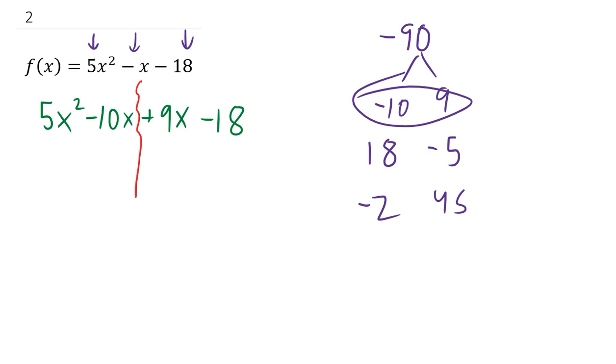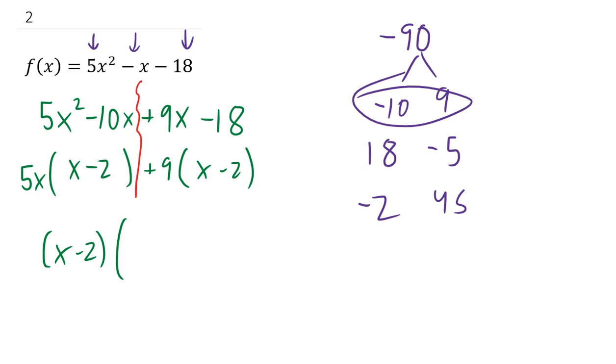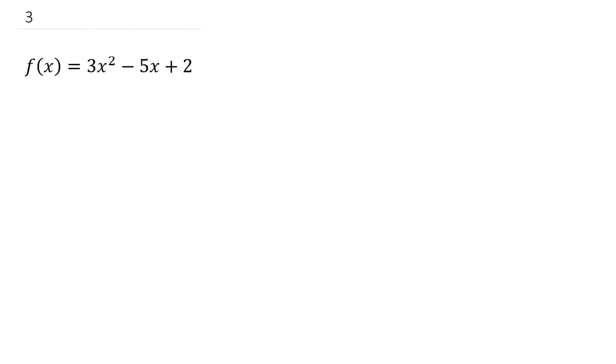In this case, out of the left side, I could factor out a 5x, and I'm left with x minus 2. Out of the right side, I could factor out a positive 9, and I'm left with x minus 2. Then I factor an x minus 2 out of the whole thing, and I'm left with 5x plus 9. Magic.